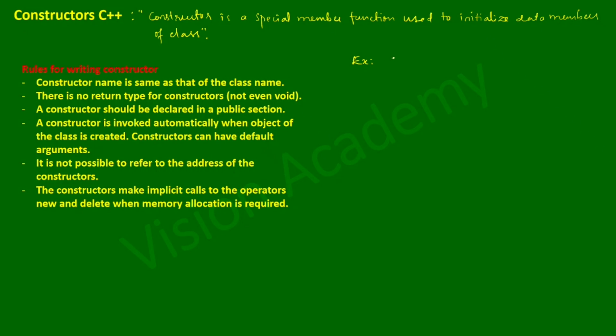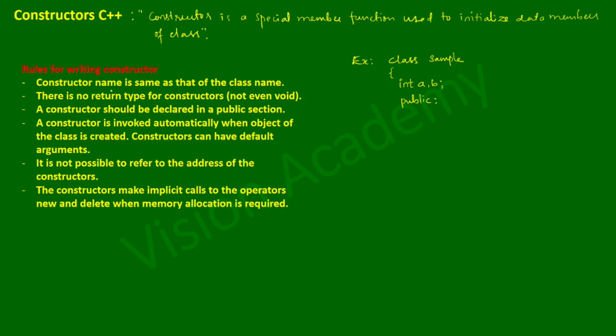Now, let us write. class is a keyword. It should be written in lowercase letters. Here I am going to write the class name as sample, curly open brace, and here I am going to declare two data members, that is, private members of type integer a comma b. In a public section, I am going to define a constructor. So the first rule says that the constructor name is the same as that of the class name. Here the class name is sample.